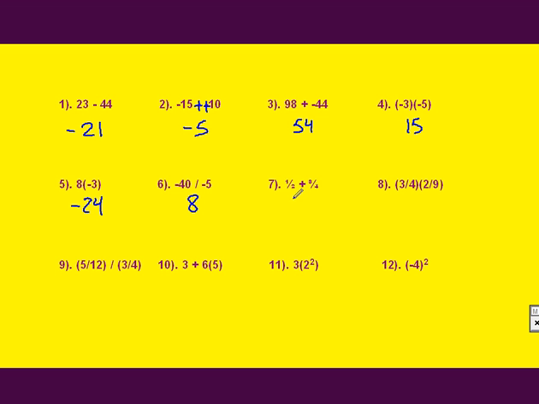In here, 1/2 plus 3/4. We need to make a common denominator to make them both over 4. So this is already 3/4. To get from 2 to 4, I multiplied by 2, so I do the same up top. So 2/4 plus 3/4 gives me 5/4.